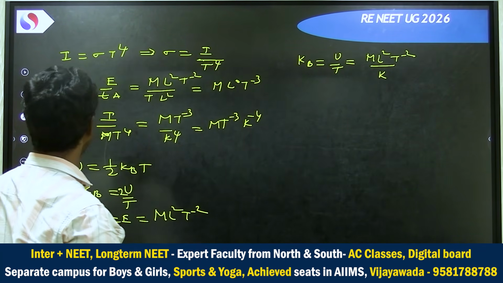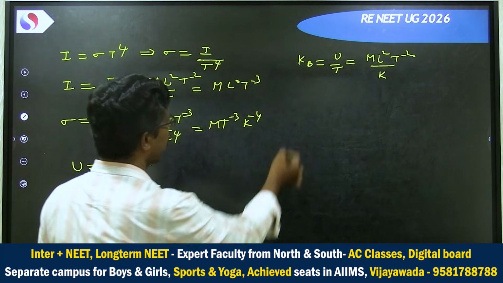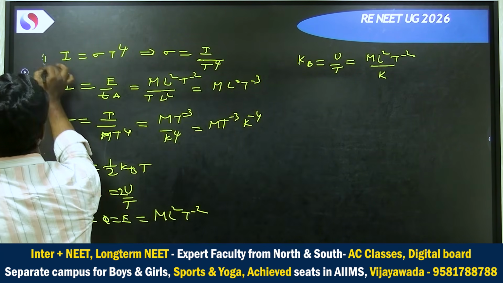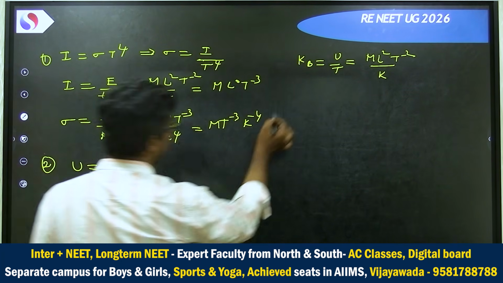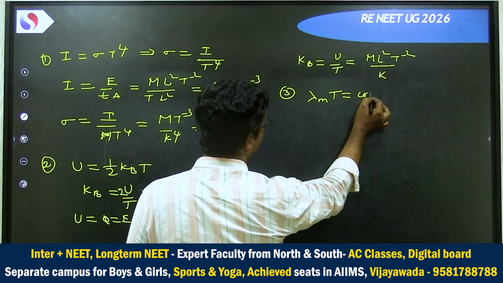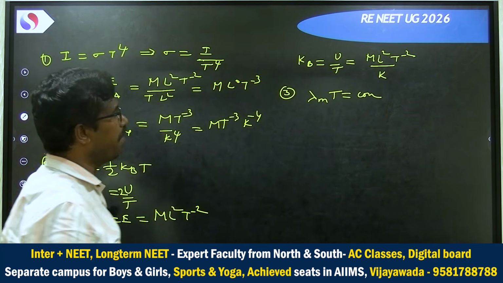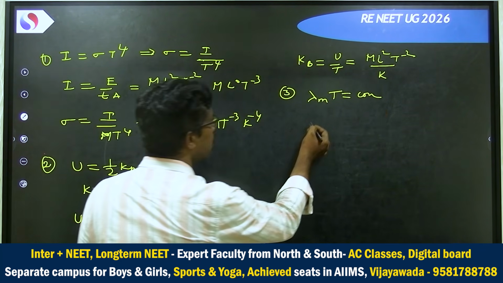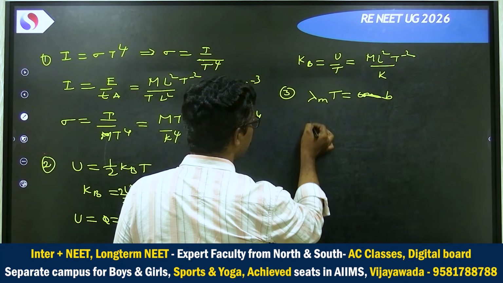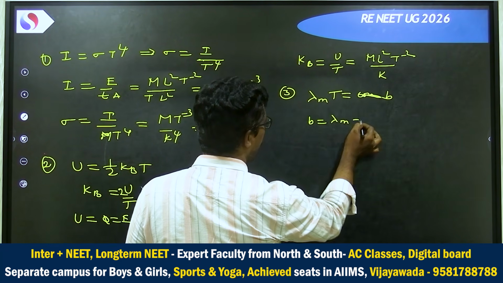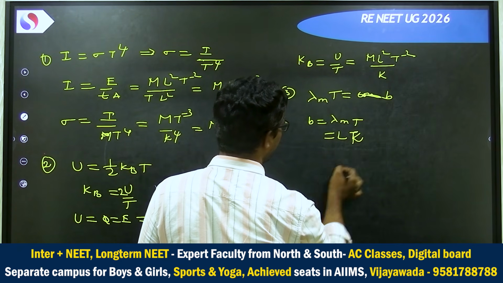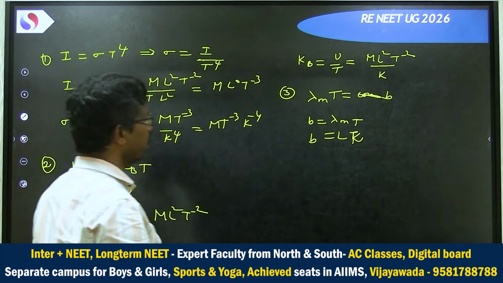This is the KB. And finally, Wien's displacement law. The third point is Wien's displacement law. This is the first one, this is the second one, and the third one is lambda m into T is constant. We know this formula. Wien's displacement law is very, very important for objective and IP. Here this constant is B. This B is equal to lambda m into T. Lambda m is nothing but length L, and temperature is in Kelvin. This is constant. These three we get.